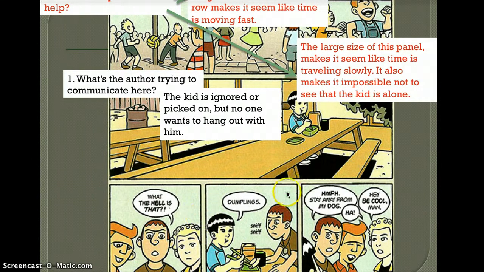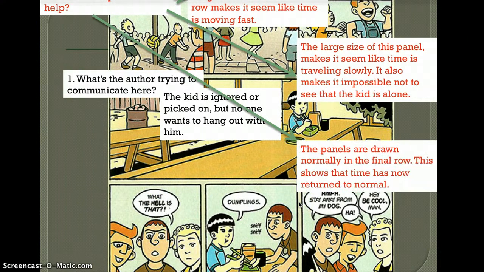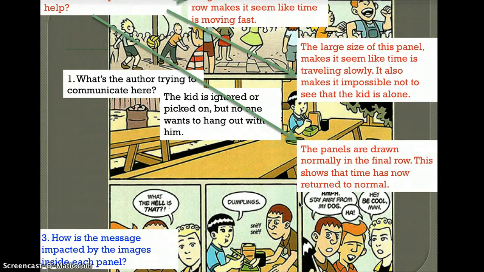The panel sizes are normal. You can see the kids clearly, whereas in the first row, they're kind of a blur, which again contributes to time moving fast. And here you can see the panels clearly with the gutter in between. And that to me says the panels are drawn normally in the final row, which shows that time has now returned to normal.